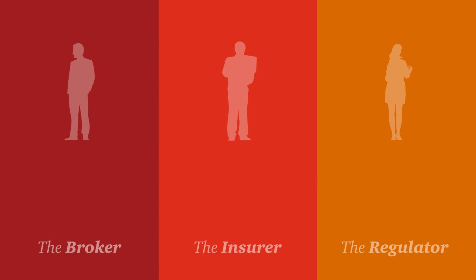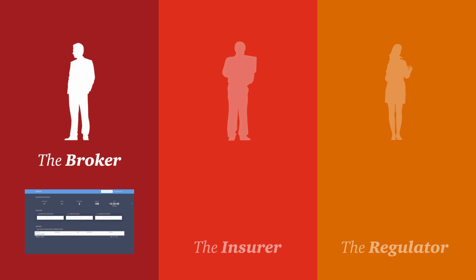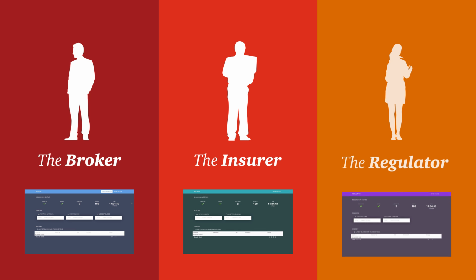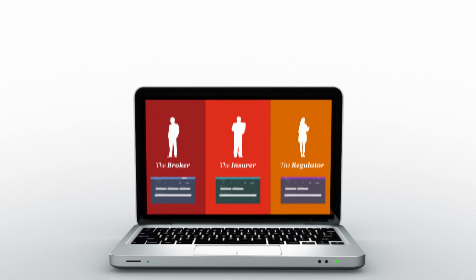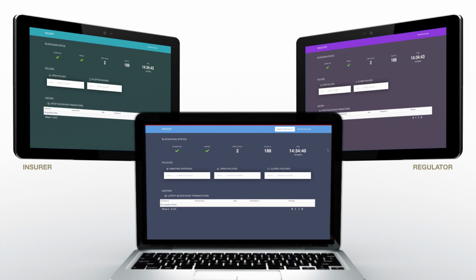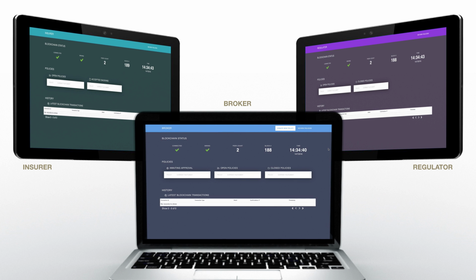The test case focuses on a high-level view of the policy placement process involving 3 participants. The broker, the insurer, and the regulator. In our first of 2 scenarios, we demonstrate the successful placement of a policy, where the broker creates a policy and the insurers successfully back the risk of this policy. This scenario highlights blockchain's ability to provide a transparent and tamper-proof policy placement to all parties involved.